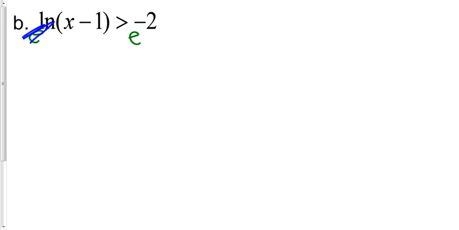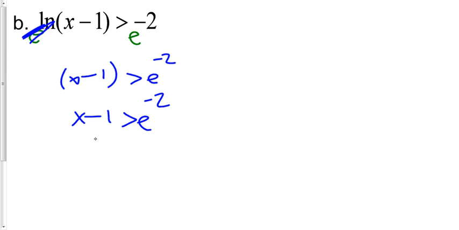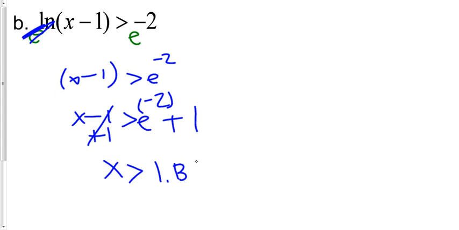Now, e and ln will cancel out, and I get x minus 1 is greater than e to the negative second. Now, I really don't need parentheses here. I shouldn't have put them in there. x minus 1 is greater than e to the negative second, and now we're going to add 1 to get x by itself. So x is greater than, now we're going to calculate e to the negative second power plus 1, e to the negative second plus 1, and I get 1.1353.